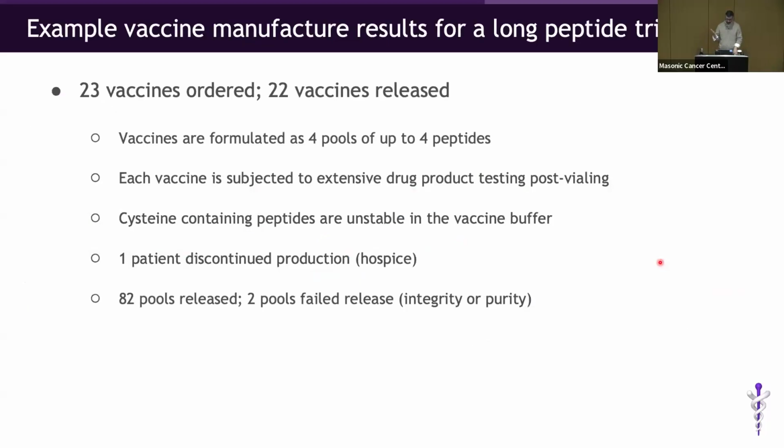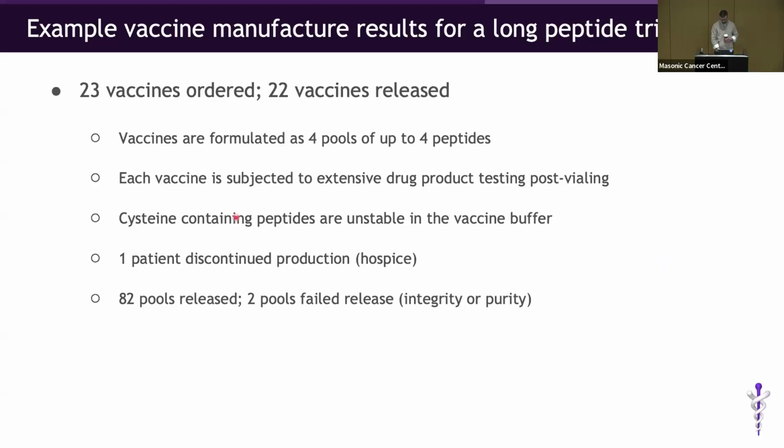So here's an example of how it worked out for one of our recent trials. We had 23 vaccines ordered, and 22 were ultimately released. These vaccines are formulated as 4 pools of up to 4 peptides, delivered in 4 sites. Each of these vaccines has to be subjected to a pretty extensive drug product testing for safety before injecting something that was manufactured into an actual patient.